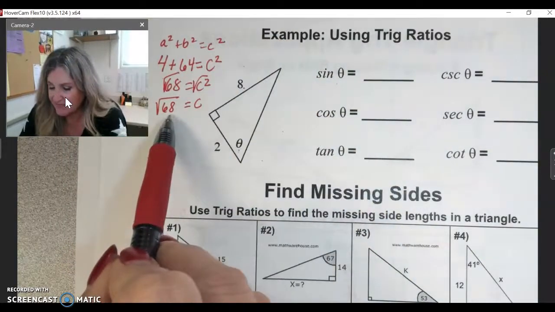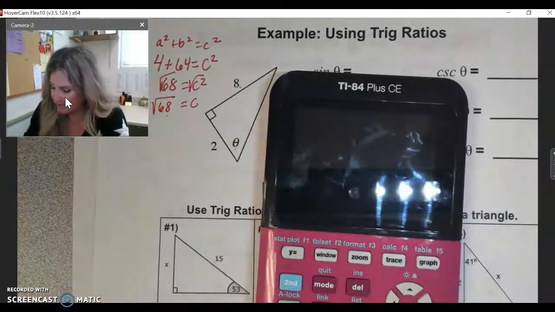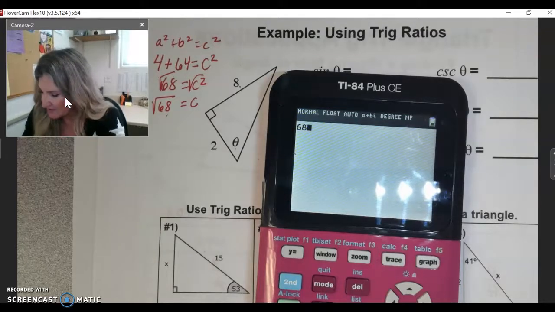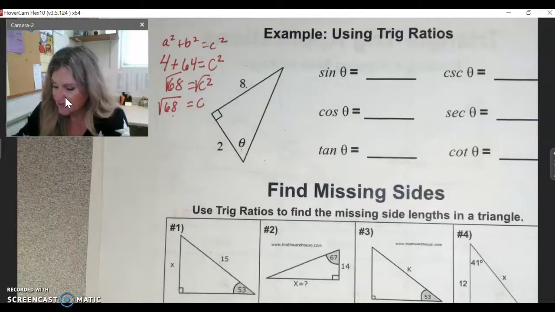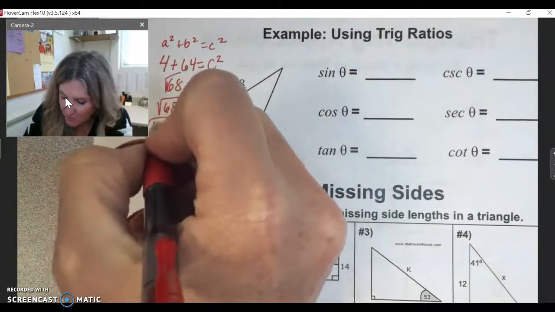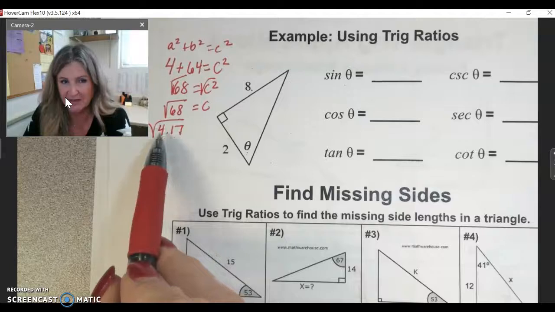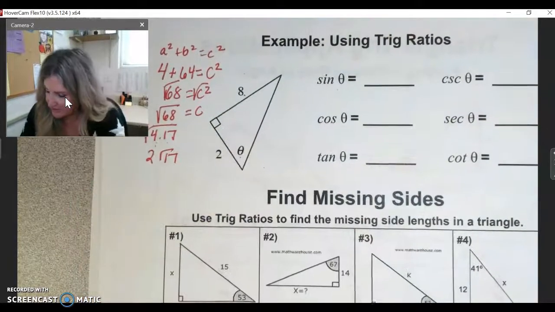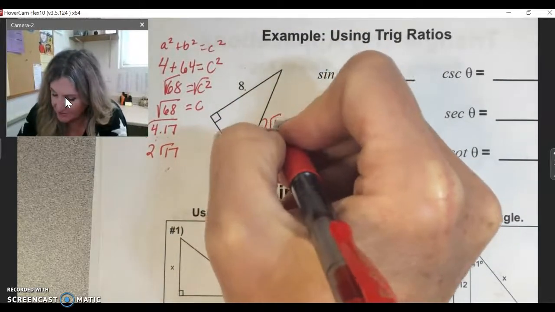Now, I should see if that can be broken down more. I'm going to grab a calculator and see if that can be divided by 4 or 9 or 16, any of those numbers. So 68 divided by 4. You can use any calculator for this. Okay, so I know 68 is 4 times 17. Anytime I have a perfect square, I can take it out. So the square root of 4 is 2 radical 17, and that's going to be our hypotenuse here.